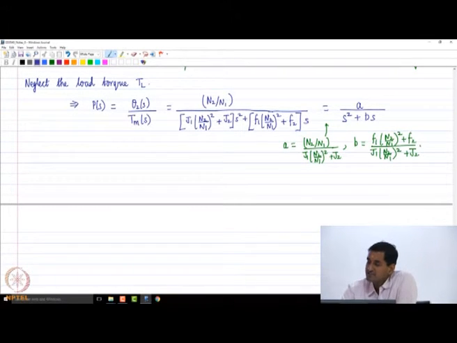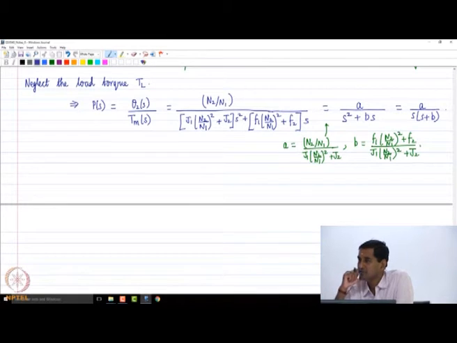So, immediately we can see that this is a second order system whose transfer function is of the form A divided by S times S plus B. Obviously, A and B are positive, right. One can immediately note that the parameters A and B are positive. Okay. And what are the system or plant poles? We have a pole at the origin, we have a pole at minus B, right.